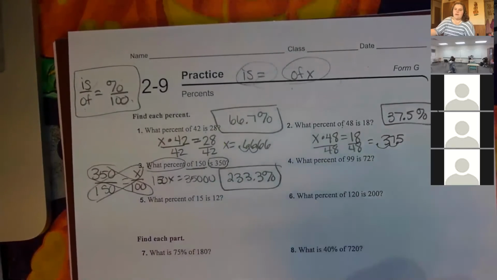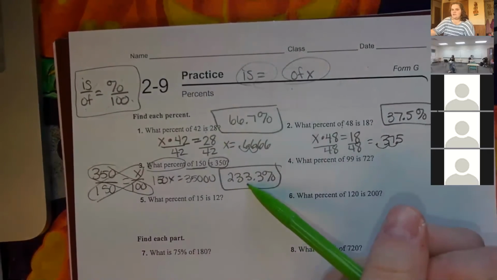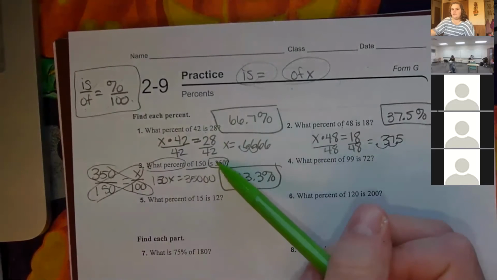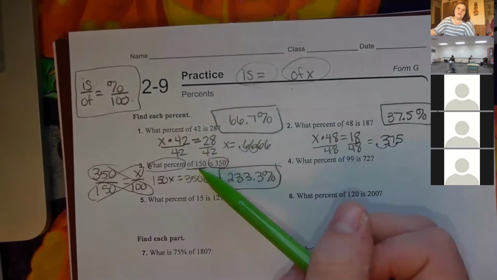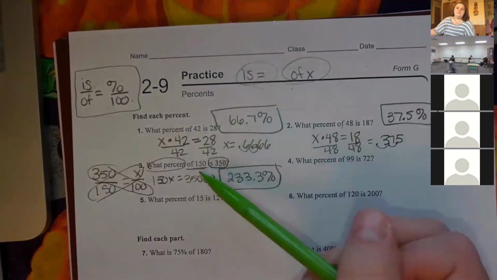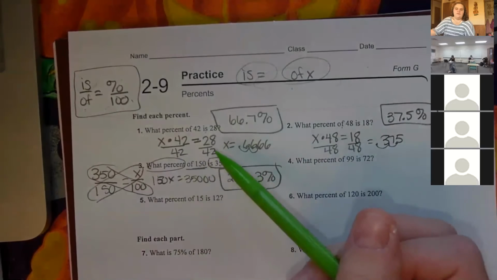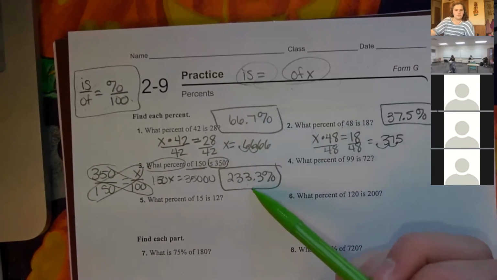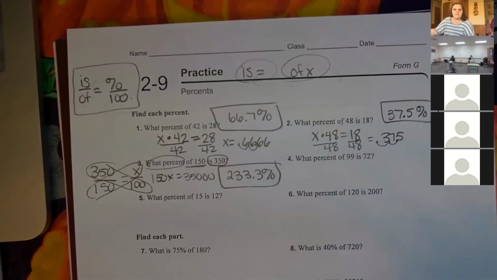And then always look back and ask, does it make sense that it's over 100%? It says what percent of 150 is 350? Well, 350 is bigger than 150, so that is more than 100%. It's more than 200% because 150 plus 150 is just 300, and I'm all the way at 350. So 233% actually does make sense.